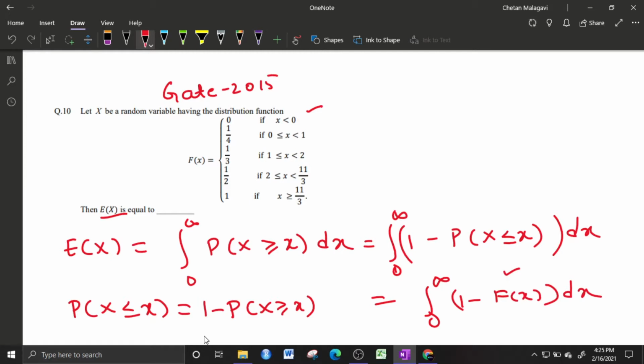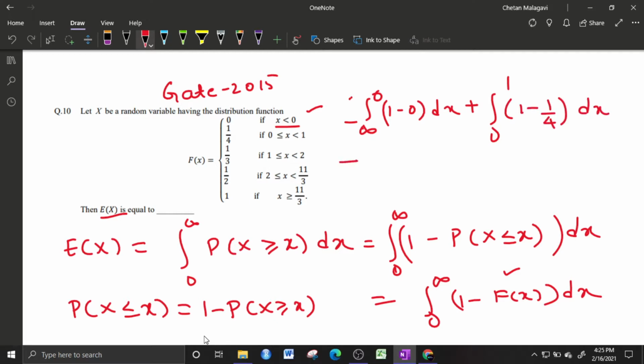Here we have 1 minus 0 integrated from minus infinity. So x less than 0 means x may take values from minus infinity to 0, and 1 minus 0 into dx. The value of this is 0. Plus, when x takes the value 0 to 1, 1 minus 1 by 4 dx.